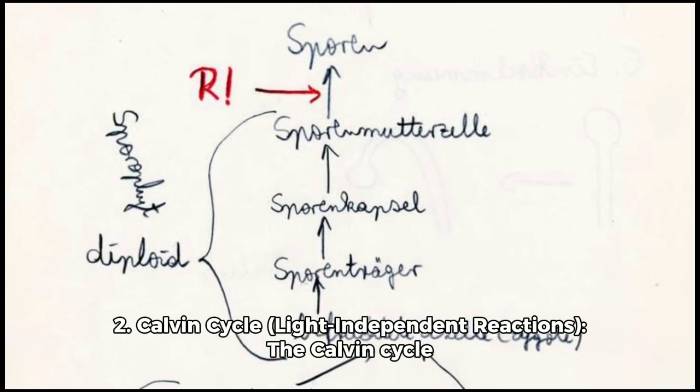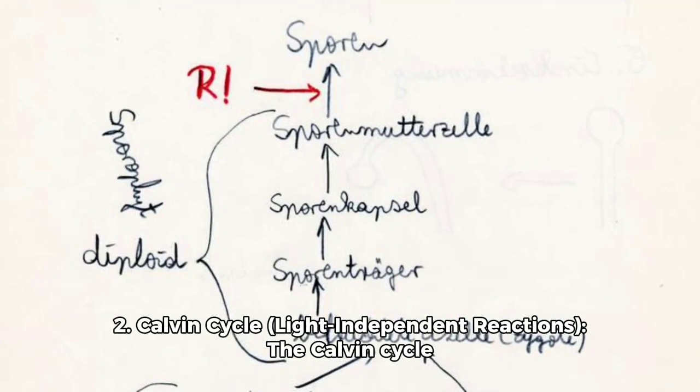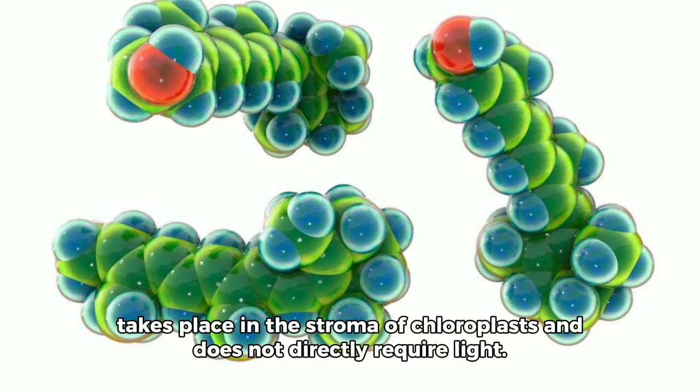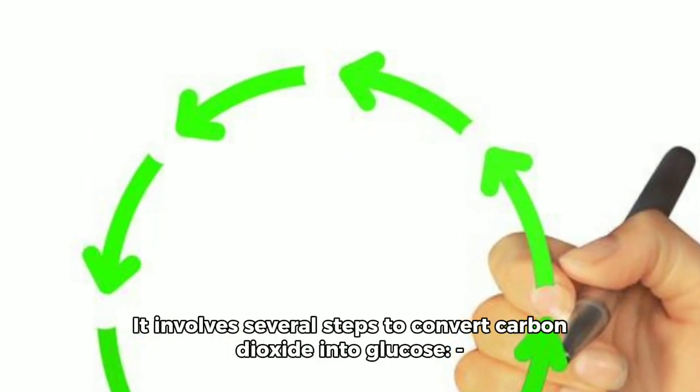2. Calvin cycle (light-independent reactions). The Calvin cycle takes place in the stroma of chloroplasts and does not directly require light. It involves several steps to convert carbon dioxide into glucose.